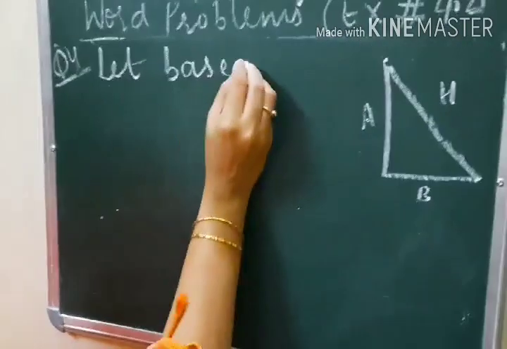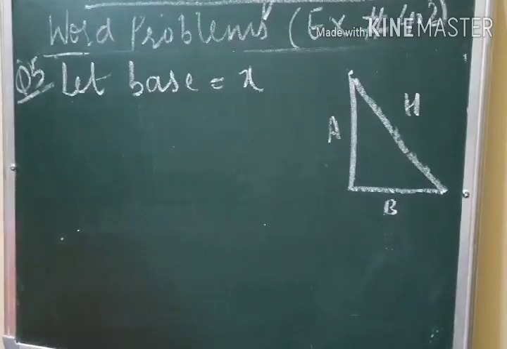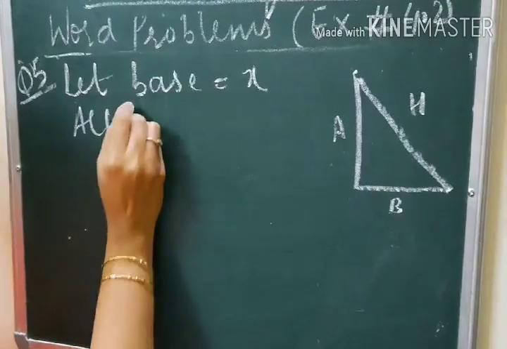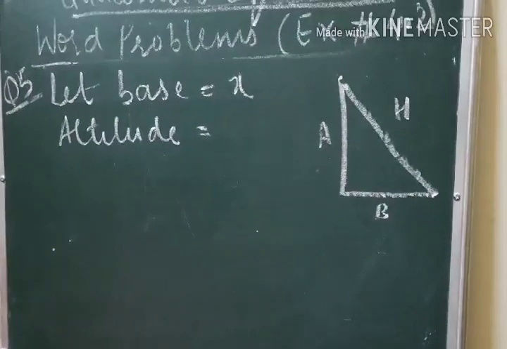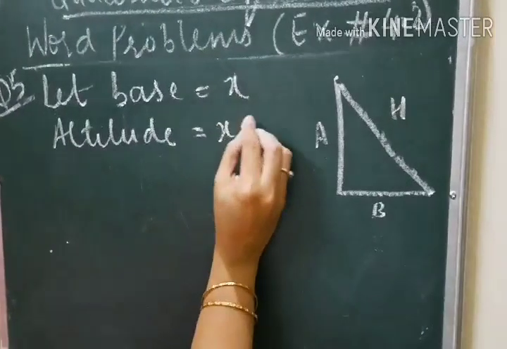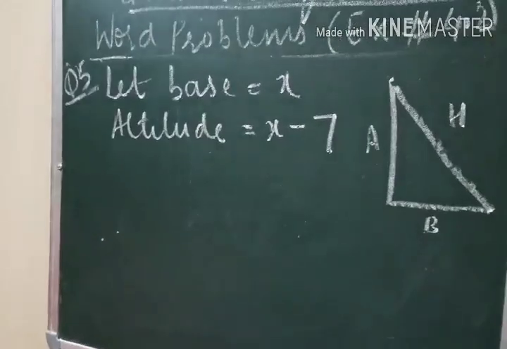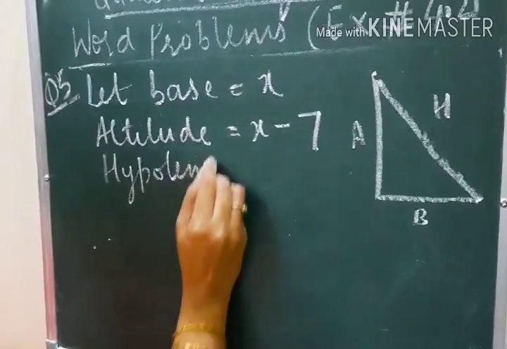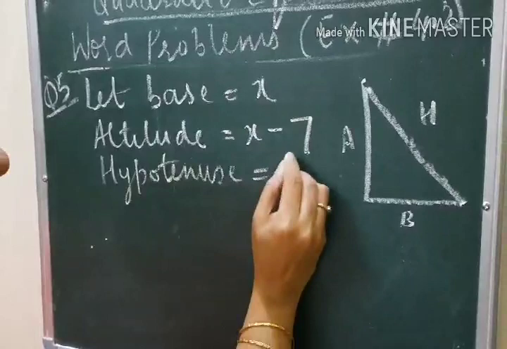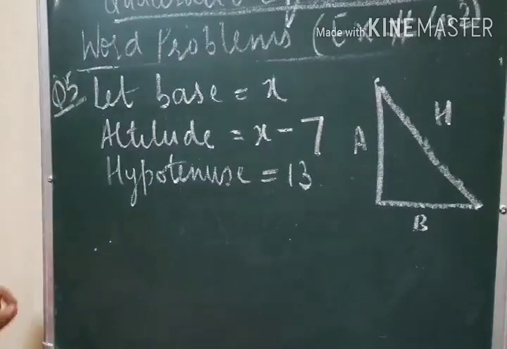So let the base be x. This is question number 5. About altitude, what is given? That it is 7 centimeter less than base. So x minus 7. Its hypotenuse is 13. The hypotenuse is given 13 centimeters. You have to find the two sides, that is base and altitude.